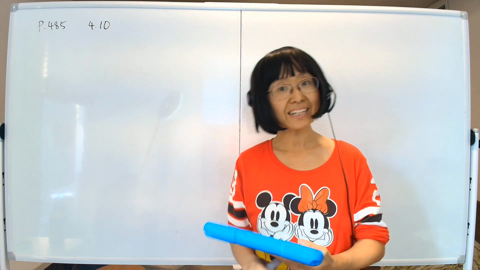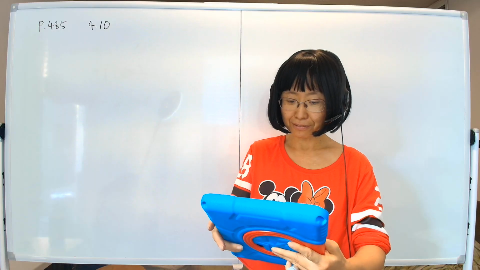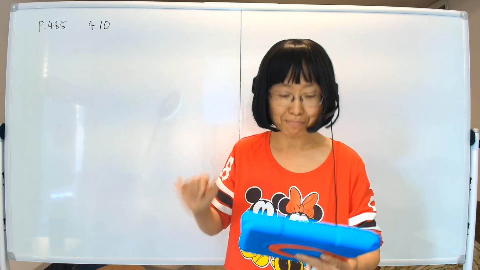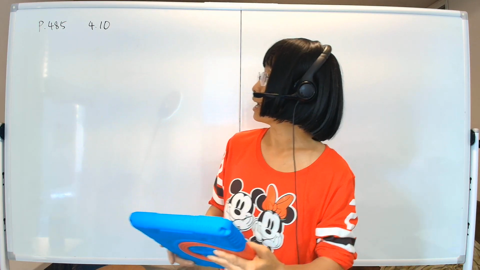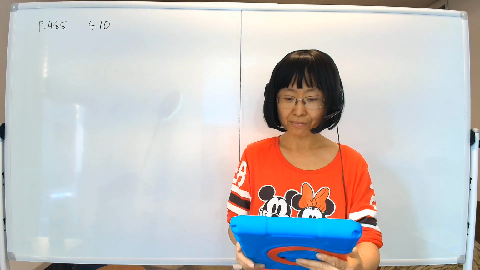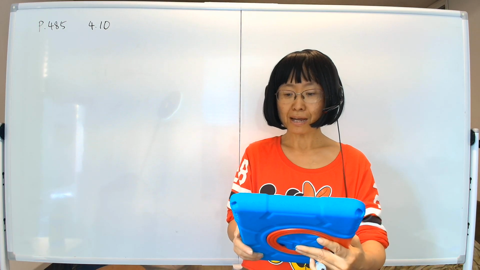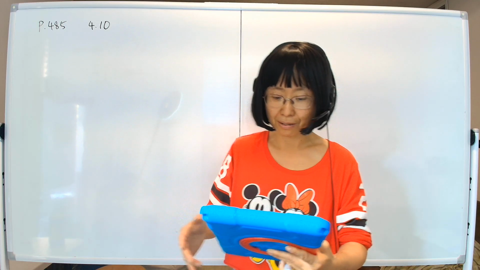4.10, the antiderivative. And what is that? The antiderivative is the reverse of differentiation, as the name implies. For example, let's look at the definition on page 485. A function F is an antiderivative of the function small f if F prime of x equals f of x for all the x that we care about in the domain.